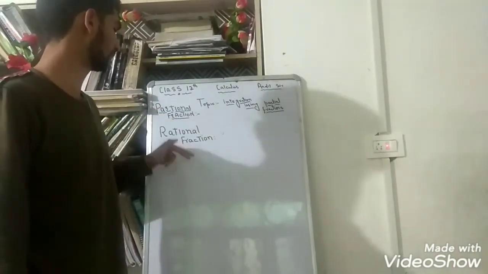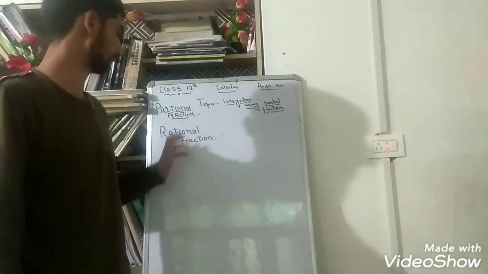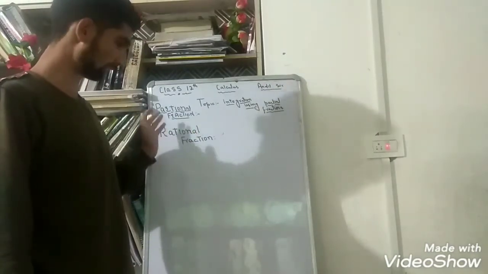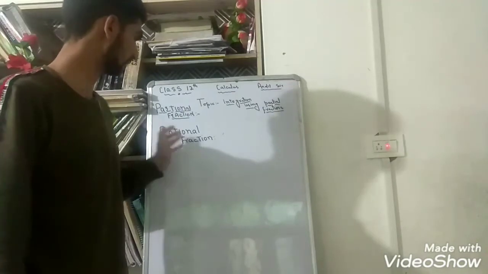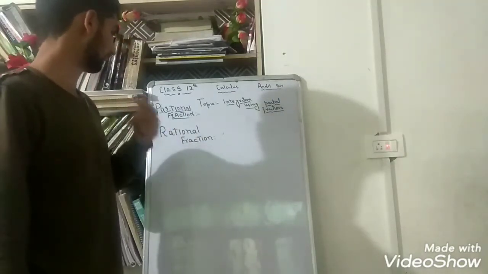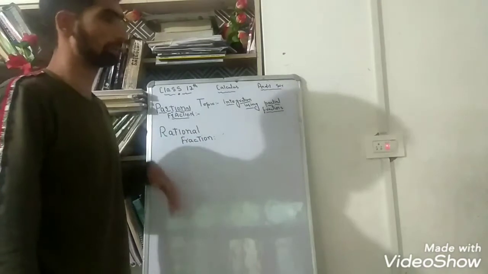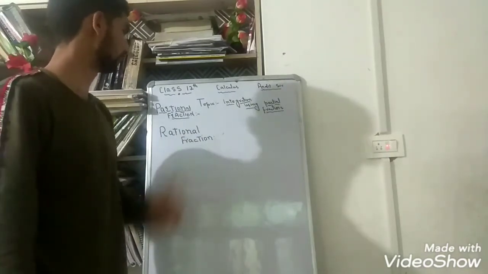But before that we will define some concepts, some definitions. The first one is rational fraction, and after that we will define proper fraction, improper fraction, and so on.